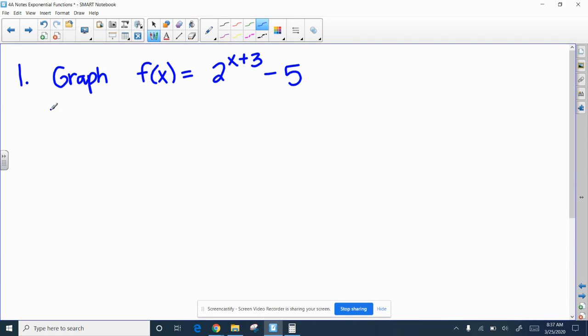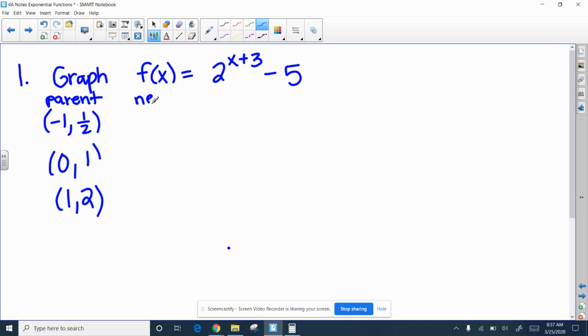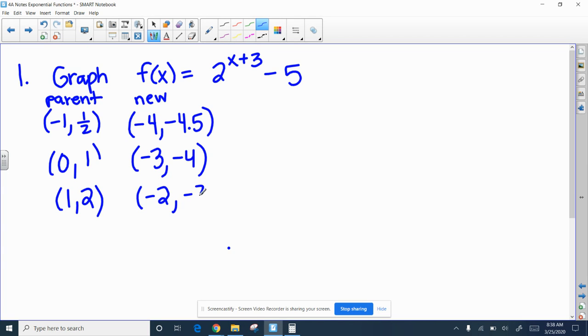So on this problem, our points on the parent function, everyone should be starting with these points. In this case, would be -1, 1/2, 0, 1, and 1, 2. Our ending points, our new points for our transformed function should be -4, -4.5, -3, -4, and -2, -3. And our asymptote on our parent function is y equals 0, and our new asymptote here is y equals -5.